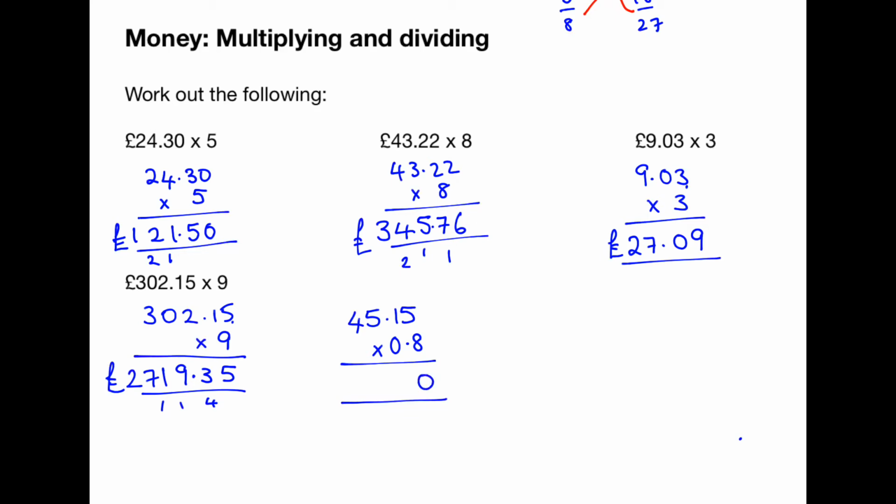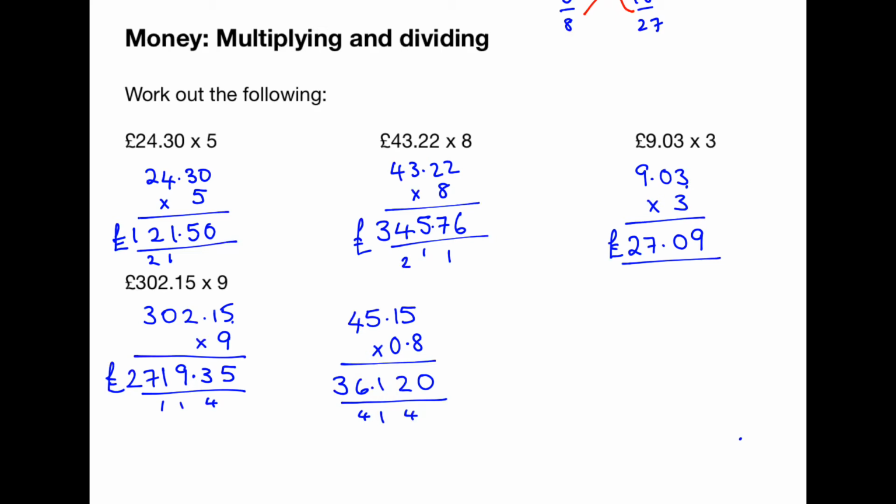So 5 8s are 40. 1 8 is 8. Add the 4 makes 12. 5 8s are 40. Add the 1, it's 41. And 4 8s are 32. Add the 4 makes 36. Now, if we have a look in our question this time, we've got 1, 2, 3 decimal places. This one, and this one. So our answer needs to have 3 decimal places as well. So the decimal point is going here this time.